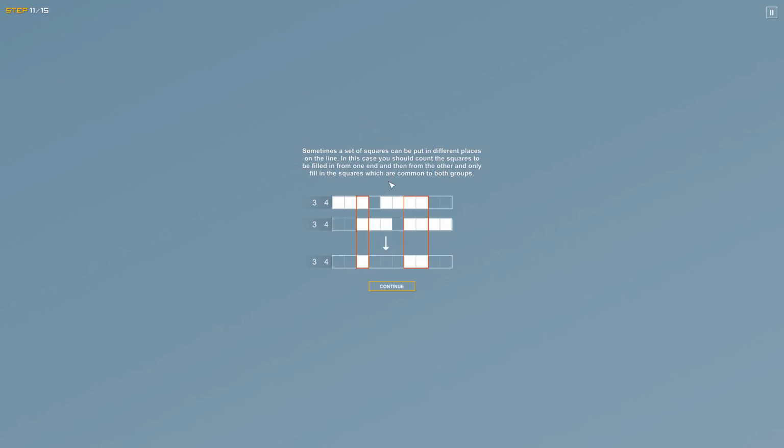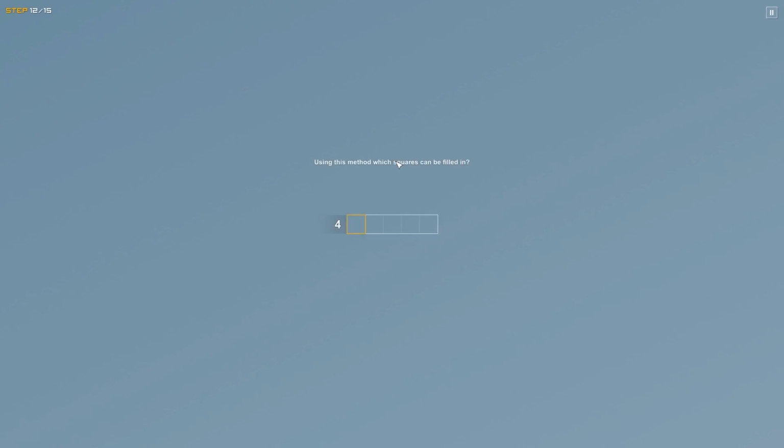So there is another mechanic to this game, which I don't fully understand, but basically it has something to do with overlapping. So using this method, which squares can be filled in? So it says 4, and basically what it's trying to say is that if you take 4 from the left, like 1, 2, 3, 4, and then if you go 4 from the right, so like 1, 2, 3, 4, which squares are overlapping? So it would be the middle 3 squares, if that makes any sense at all. I'm having trouble understanding this whole concept. But I think that's what it's trying to say. So 1, 2, 3 from the left, and then 1, 2, 3 from the right. That means the middle square should be filled and nothing else.